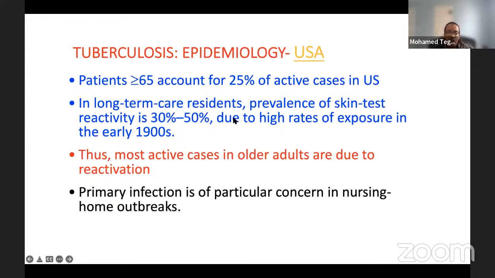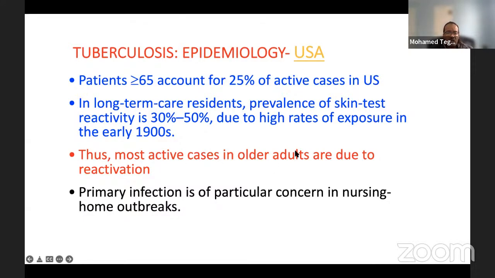In long-term care residents, the prevalence of skin test reactivity can range between 30 to 50% due to a high rate of exposure in the early 90s. That by itself can reflect in two ways. First and foremost, it possibly can affect the accuracy of the screening mechanism, which I will explain on the upcoming slide. Number two, the reactivation by itself definitely puts this particular age group at very high risk, since they are already dealing with other health challenges.